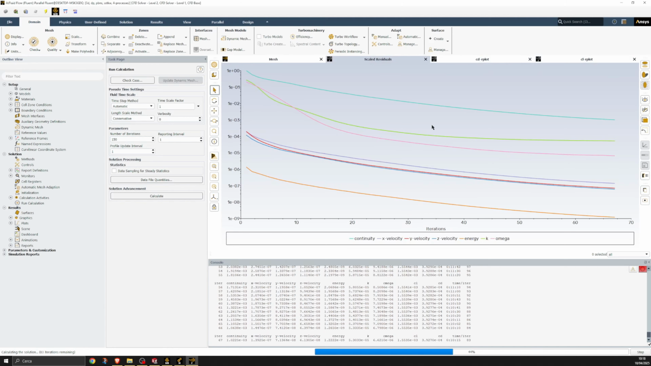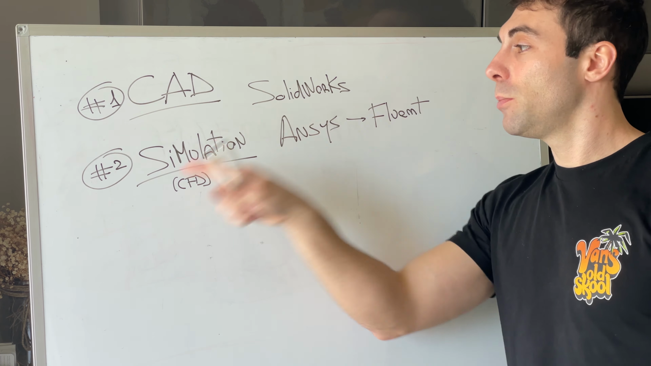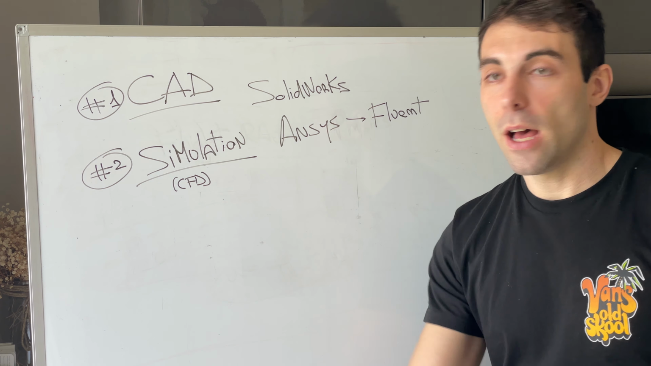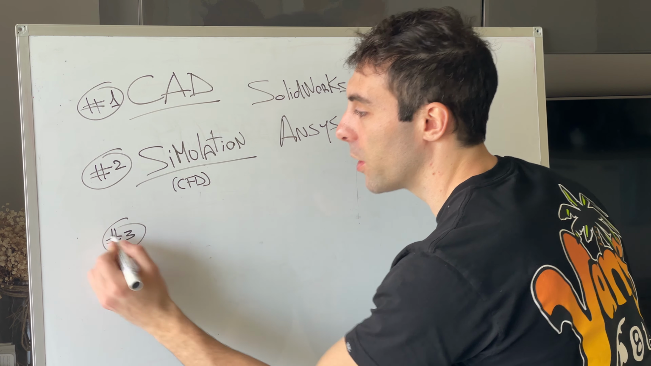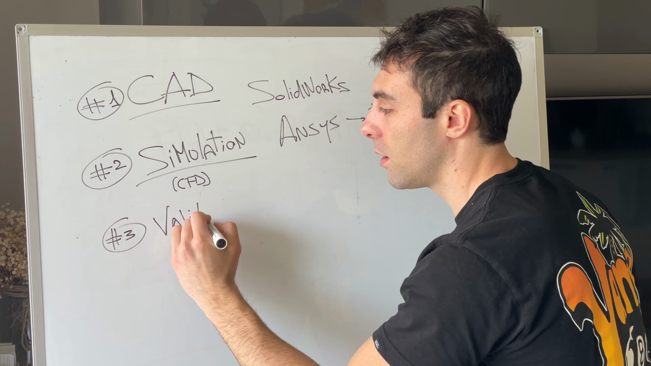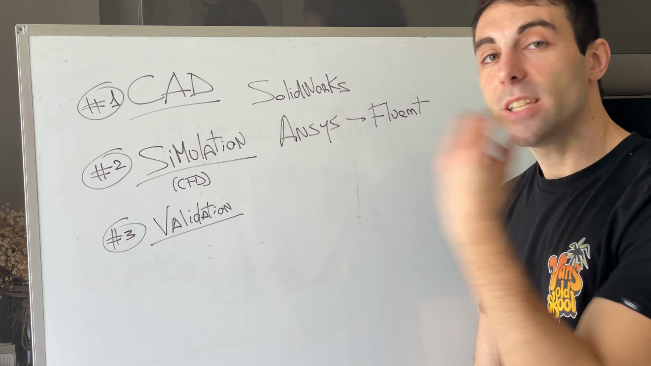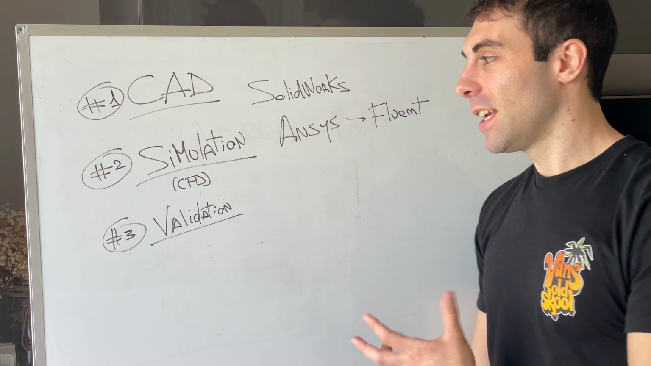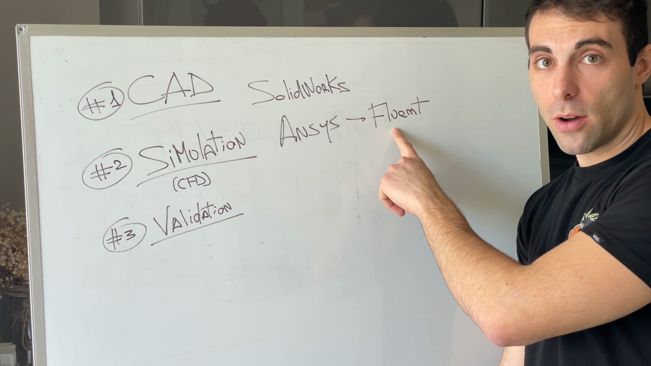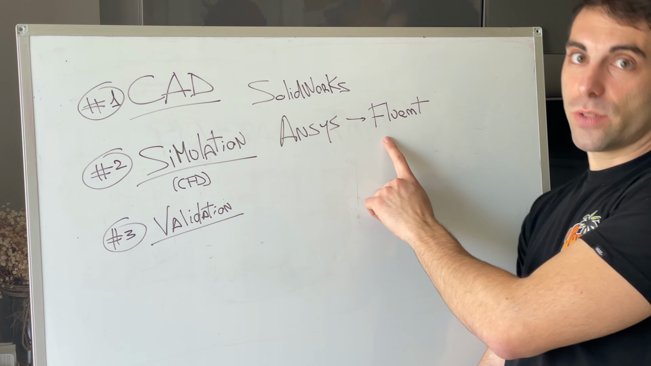Okay, step number 1, draw the thing that you want to simulate. Step number 2, do the simulation. Okay, but what happens now? We get to step number 3, which is validation of the results. To validate any kind of simulation, you've got to see some kind of results. So if we follow this path, we're gonna use now the post-processing tool given by ANSYS, in this case Fluent.